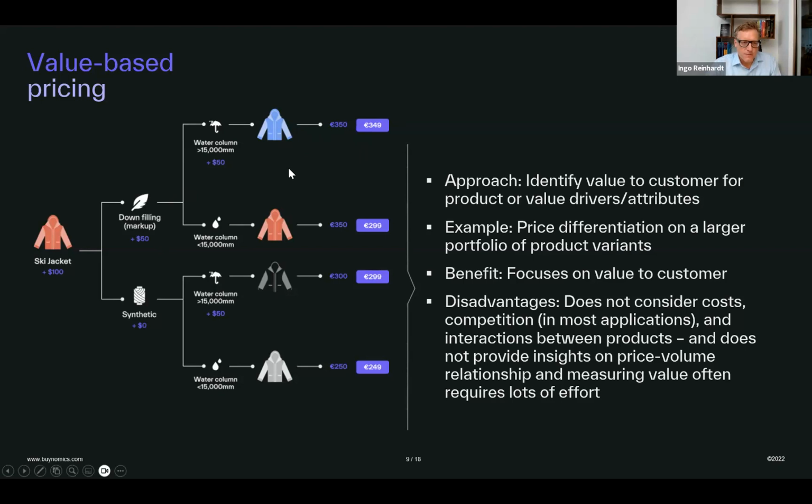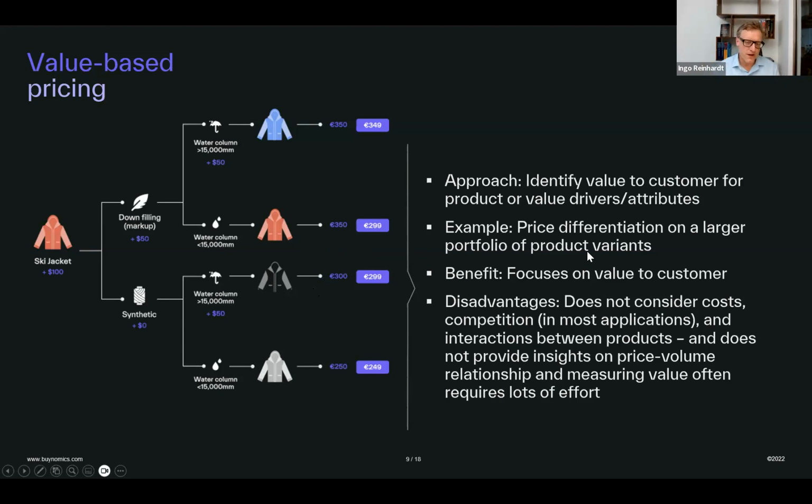if the two markups are added, and it produces a lower willingness to pay if you go to the one below. So essentially what you do, I think something went wrong here with the numbers. We'll correct that in the deck when we send it out. But the basic idea is really to differentiate the price of different variations based on the value drivers and attribute levels that are used to produce them.